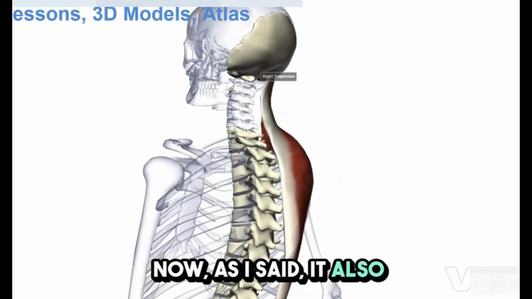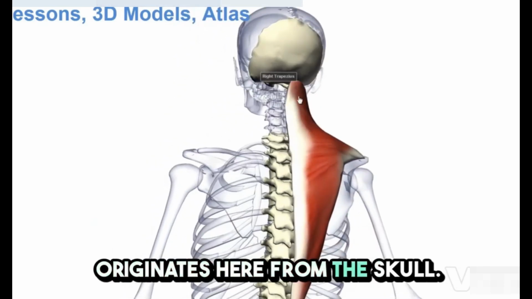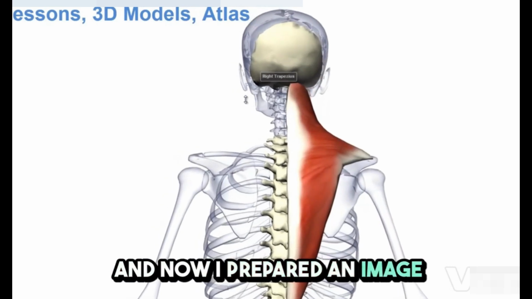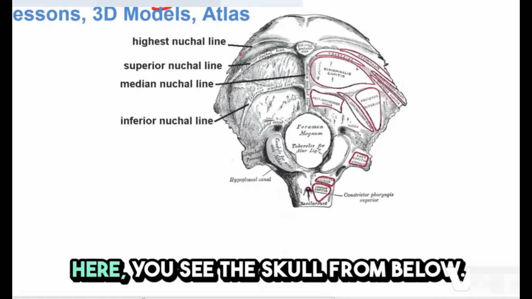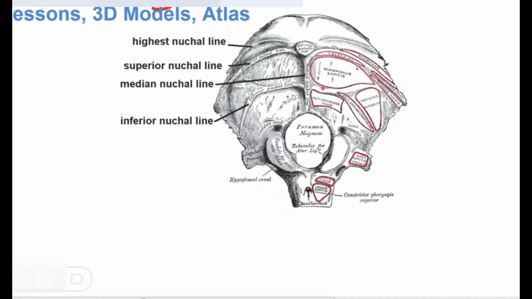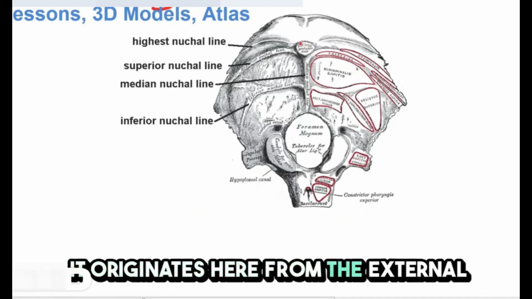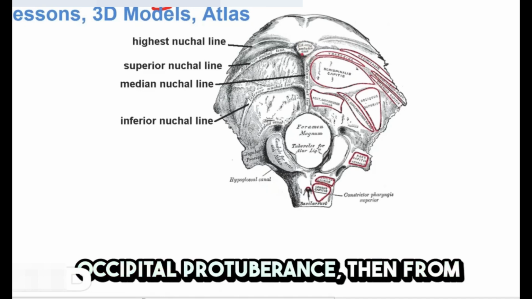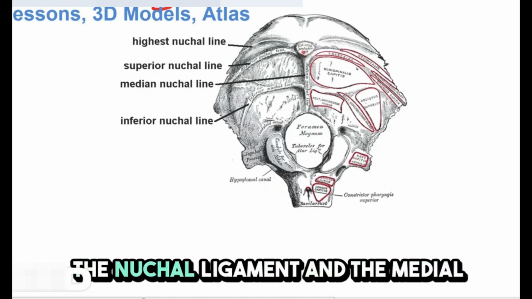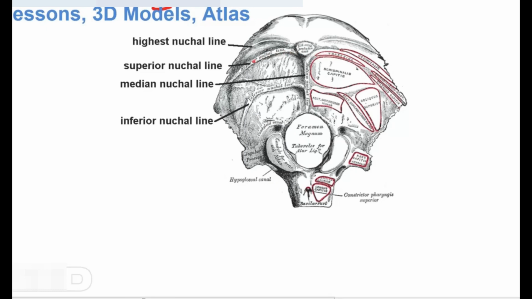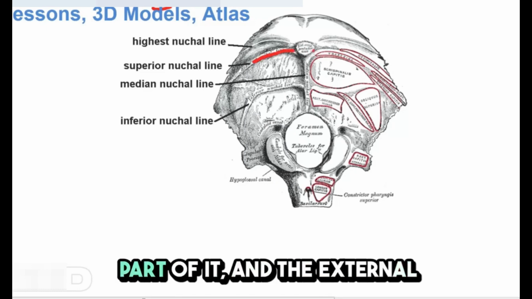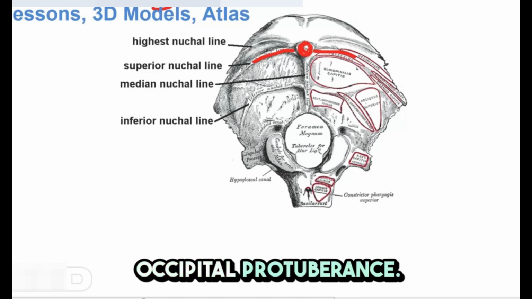Now, as I said, it also originates from the skull, and I prepared an image to show you more precisely where it originates. Here you see the skull from below. It originates here from the external occipital protuberance, then from the nuchal ligament and the medial part of the superior nuchal line. So this line here, the medial part of it, and the external occipital protuberance.